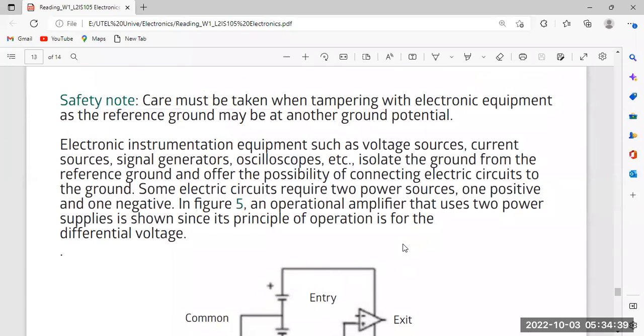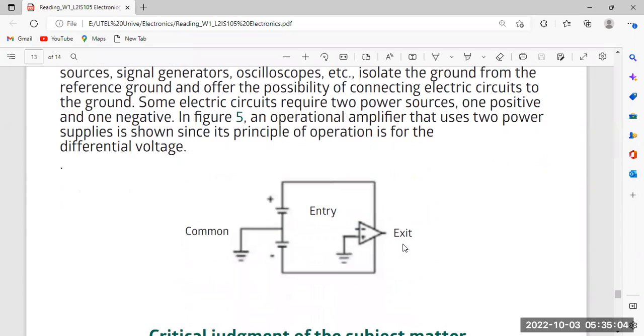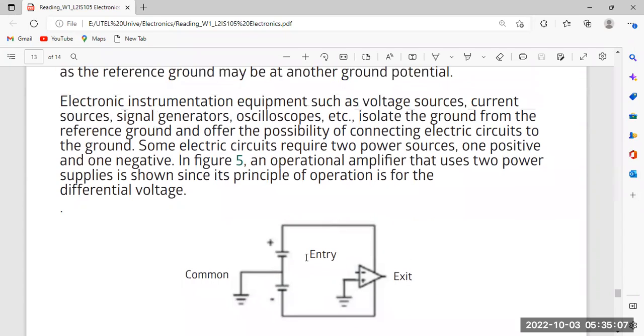As a safety note, care must be taken when tampering with the electronic component, as the reference ground may be at underground potential. Electronic instrumentation equipment such as voltage sources, current sources, signal generators, and oscilloscopes isolate the ground from the reference ground and offer the possibility of connecting electric circuits to the ground. Now, some electric circuits require two power sources. As we can see in the diagram, there are two power sources and their common point is grounded.